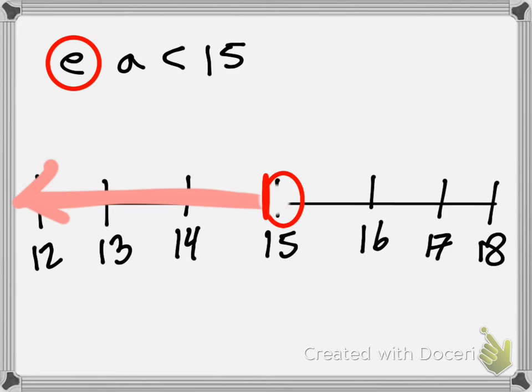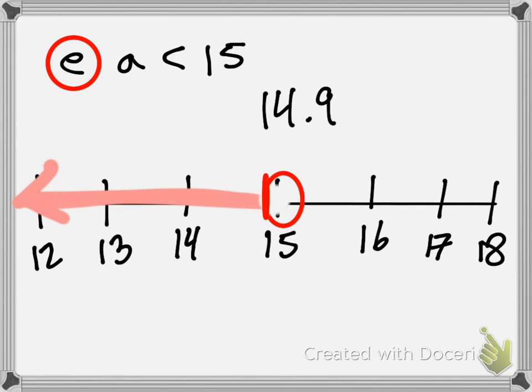a is less than 15. Does that include 15? No, 15 is not less than 15. So it is that open dot. But is 14.999 less than 15? Yeah, so that's why we include everything except for that dot.